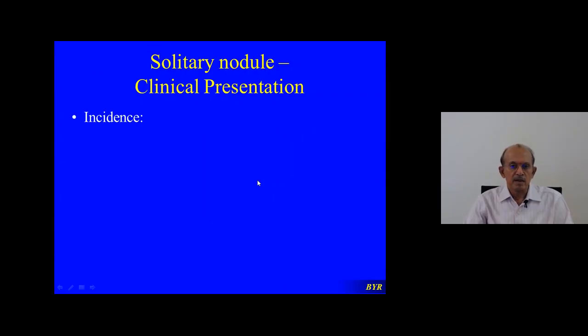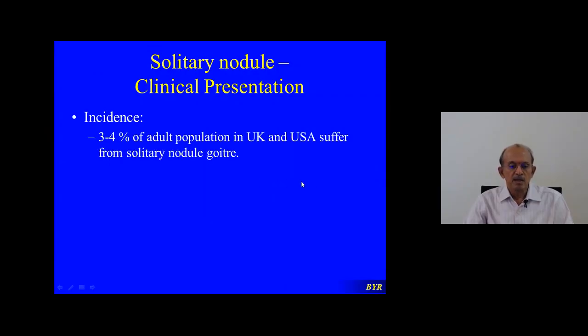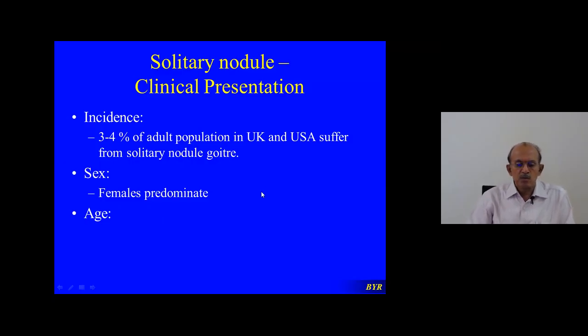So clinical presentation, incidence: 3 to 4% of the adult population in the UK and USA suffer from these solitary nodule goiters. Sex incidence, females predominant. Why is thyroid disease more common in the female population?